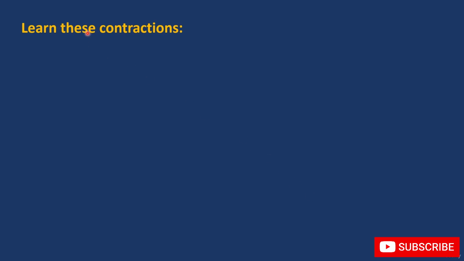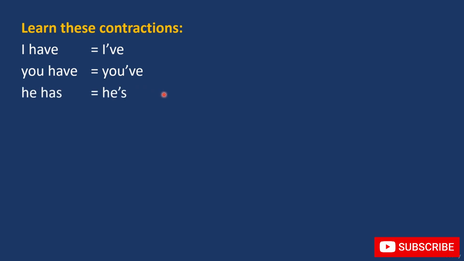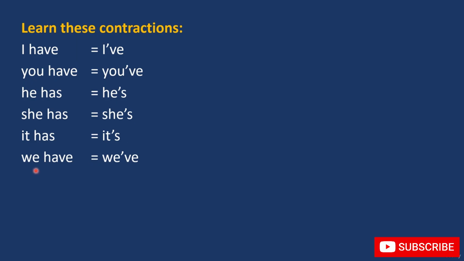We need to learn these contractions. Contractions means short form. I can say I have or I've. You have, you've. He has, he's. She has, she's. It has, I can say it's. We have, we've. They have, they've.